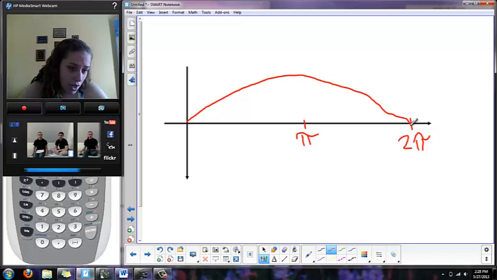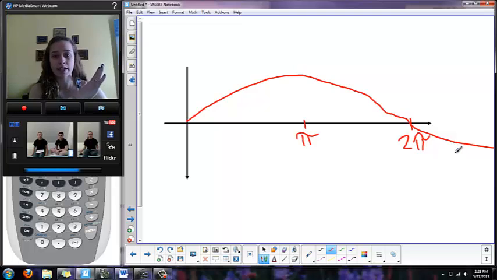If I continued on in that direction, and it went down and then it went back up again, it would go back up at 4 pi. See how we see half of that curve between 0 and 2 pi? So the other half of the curve would be between 2 pi and 4 pi.